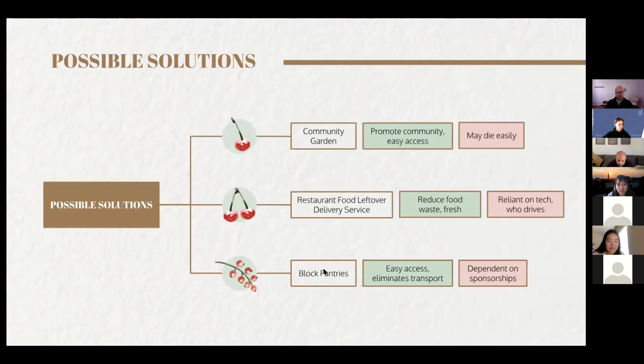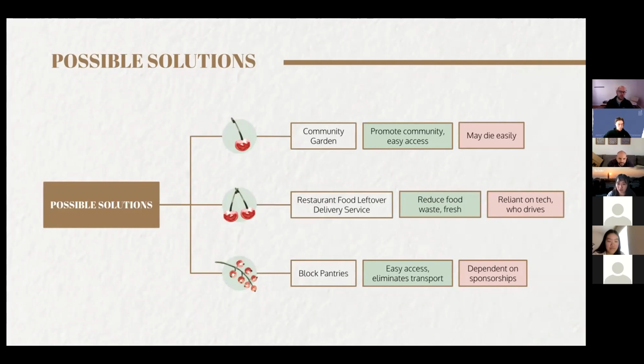I decided to look at some possible solutions, or ideate some possible solutions. The first solution that I thought of was potentially a community garden. Some of the pros of this are that it can promote community and it'll be easy access to fresh produce. However, depending on the community and depending on the area, this community garden may easily die out.